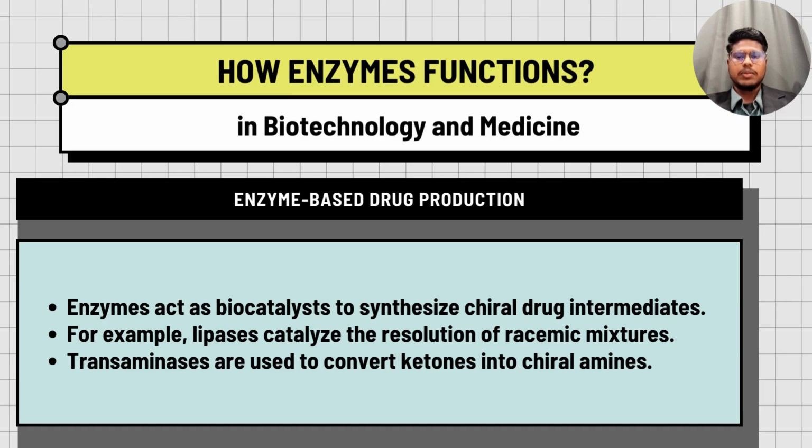This means it helps separate drug molecules into their correct active form, which is important for making the drug safer and more effective. Another enzyme, transaminase, is used to convert ketones into chiral amines. These chiral amines are building blocks for drugs like antidiabetic medication. So overall, enzymes help create high quality drugs with better targeting, fewer side effects and more effective production.